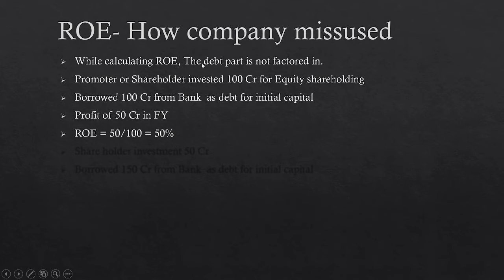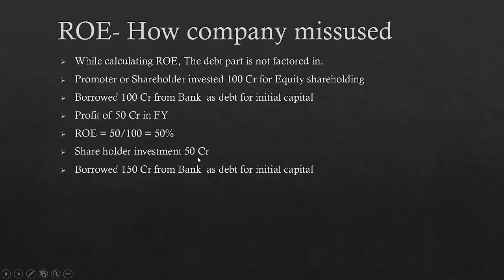But just because while calculating ROE, that debt part is not considered, that's why the ROE is showing so high. So this is how in 2008 and 9 companies misused this factor. What they did is, assume this example only, instead of taking 100 crores from the investor, they took only 50 crores from the investor, and the remaining 150 crores they borrowed from the bank.